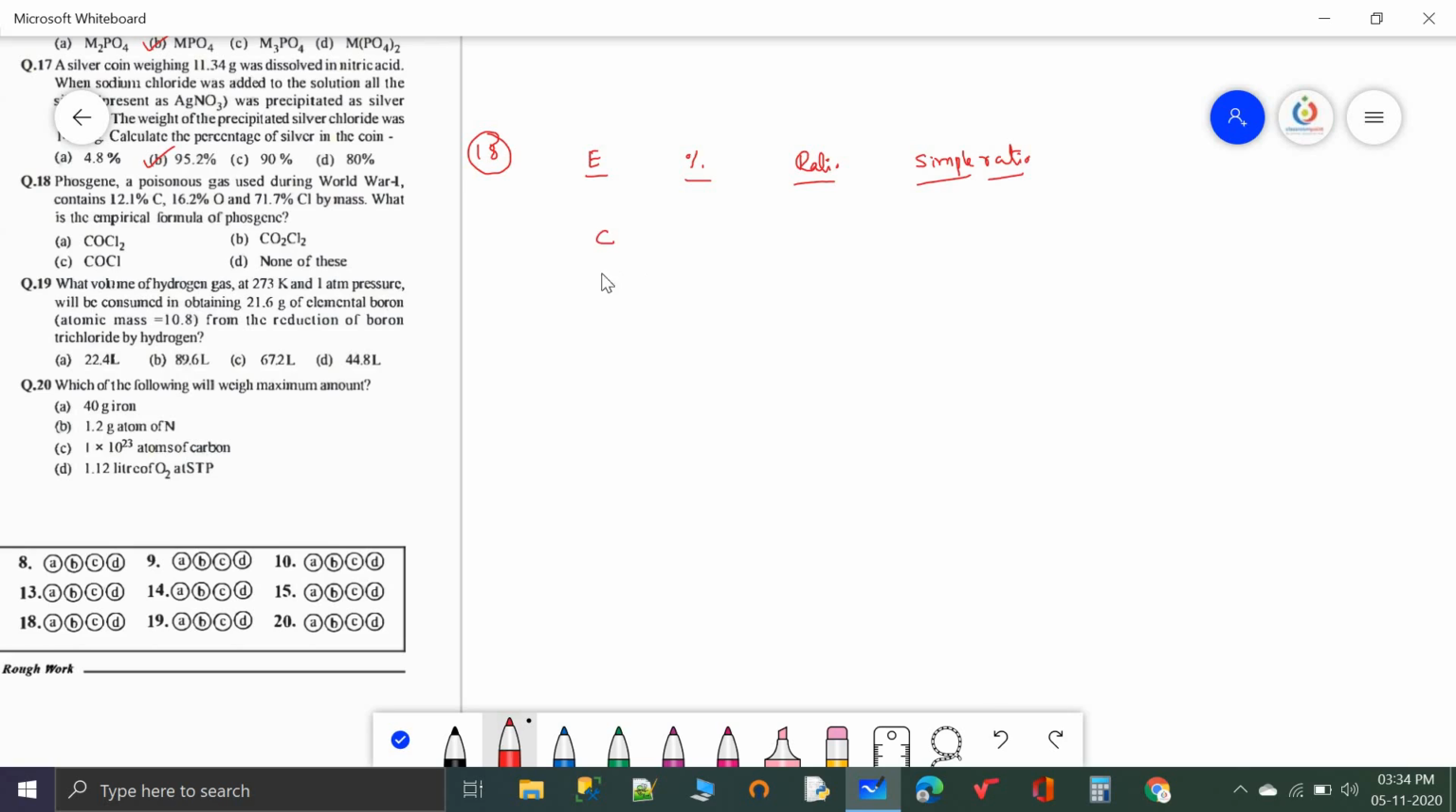So the elements are carbon, oxygen, and chlorine. Carbon is given as 12.1, oxygen is 16.2, and chlorine is 71.7 percentage. And mole ratio means just divide with their atomic masses. 12.1 by 12 equals 1.01, and 16.2 by 16 equals 1.01, and 71.7 divided by 35.5 equals 2.02.